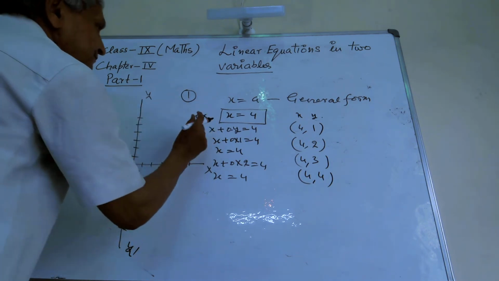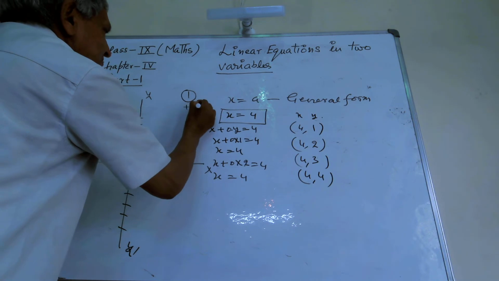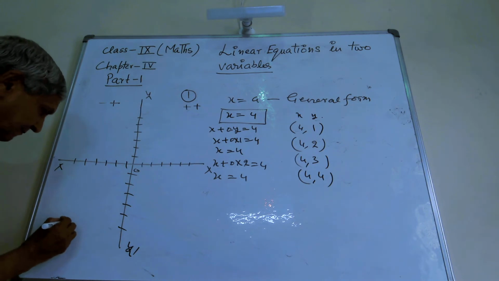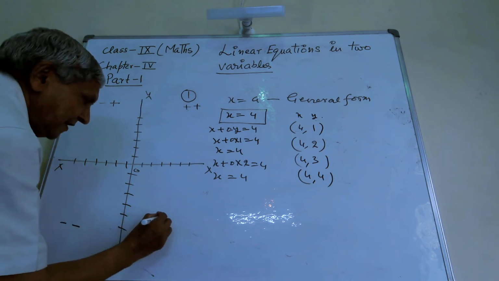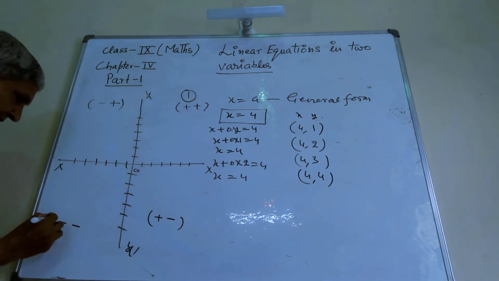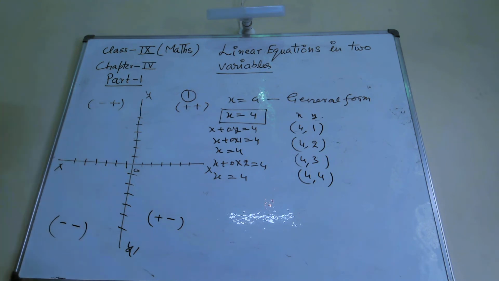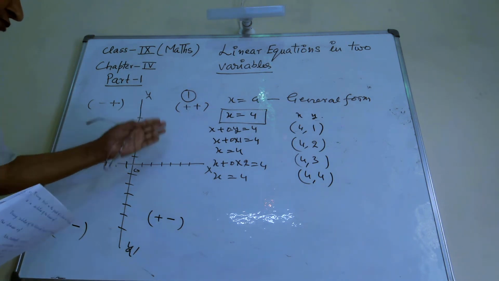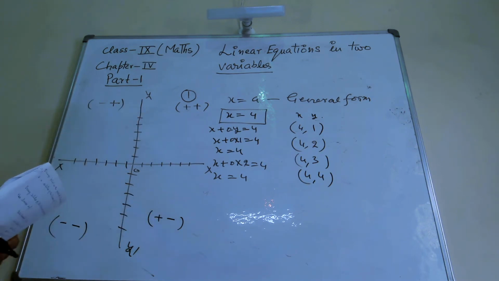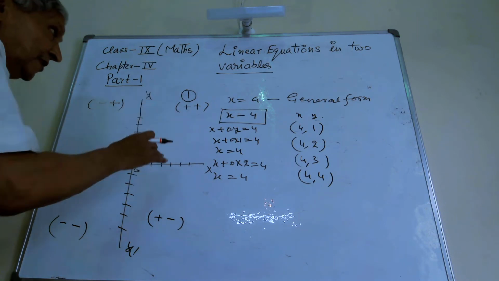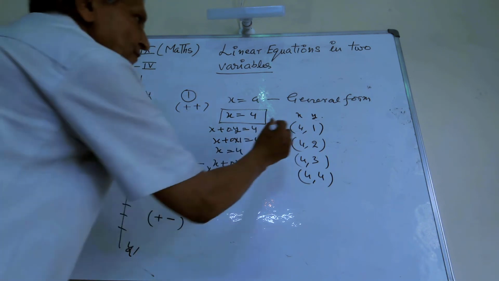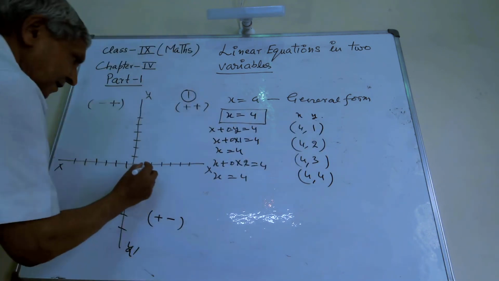Here the signs plus plus, minus plus, minus minus, and plus minus are the indication of how x and y move in these quadrants. This is the first quadrant, second quadrant, third quadrant, and fourth quadrant, and how x and y will move in these quadrants according to these four.